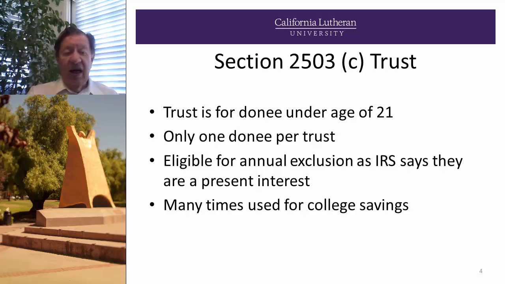Very, very good use. It's for donees under 21 because it's under federal law. At the age of 21, where under state law, it's usually age of majority. There is only one donee per trust. That makes it unique. Again, that's why it might be used as well as a college savings trust. It's eligible for the annual exclusion as the IRS says they are present interest. And when the IRS says it's present interest, it's a present interest. And we haven't gotten into annual exclusions yet, but when we will, we'll find that that's a big advantage for people who want to give gifting to their children or their grandchildren for education.